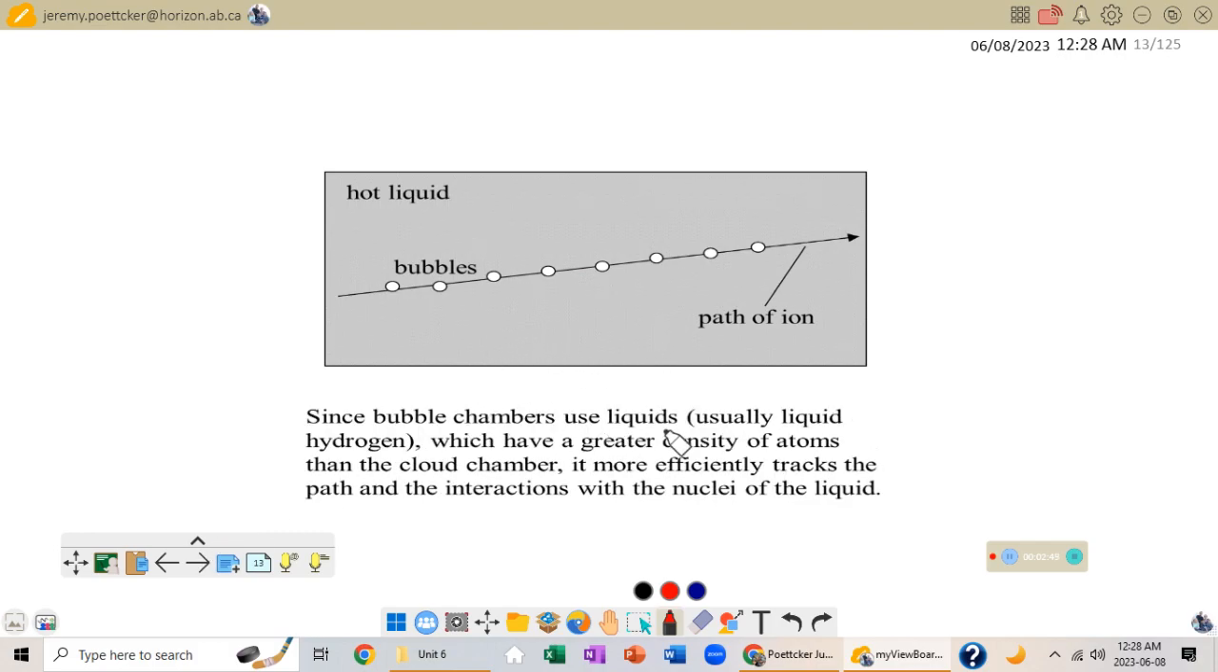Since bubble chambers use liquid, usually liquid hydrogen, which has a greater density of atoms than the cloud chamber, it more efficiently tracks the path and the interactions. So I say hot liquid, hot for the liquid, just below the boiling point. Now for hydrogen, this is definitely still cold, but it is more dense. We get more bubbles that form. We get a better picture.